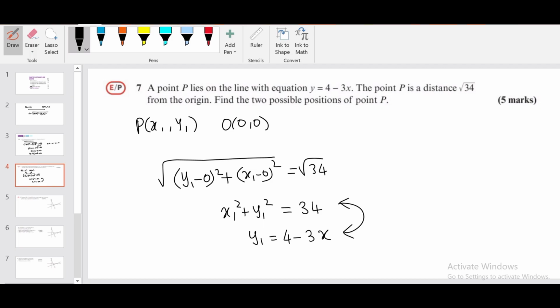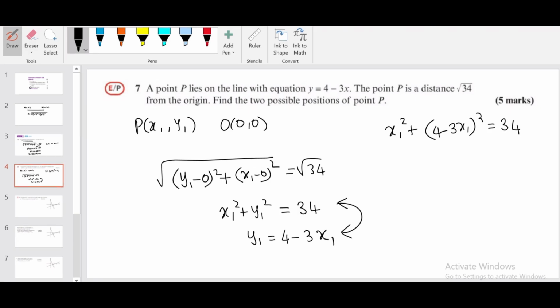First sub in the y into the first equation. So you will get x1 square plus (4 minus 3x1) whole square is equal to 34. Now just expand it. You will get x1 square plus, a minus b whole square is a square minus 2ab, 4 3s are 12, 24x1 plus b square, (3x) whole square is 9x1 square, minus 34 is 0.